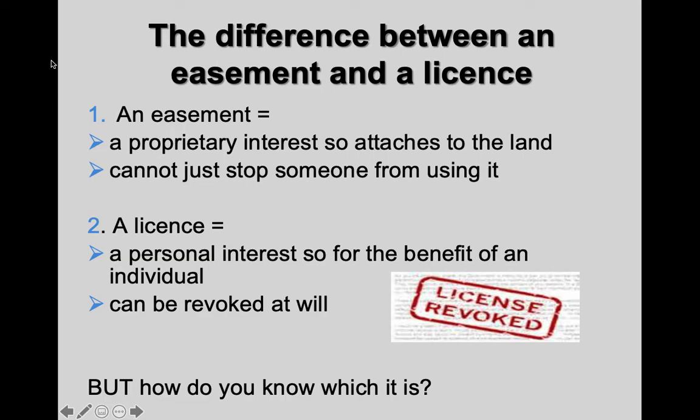A license, therefore, being the different way of being on land with perhaps some form of permission, but it is able to be revoked. So it's a personal interest, it's for the benefit of the person themselves rather than to do with the land, and it can be revoked. You can ask somebody to leave. If there's a contract we might be in breach, but generally it's quite easy to revoke a license and remove them from the premises. Consider them trespassers, give them reasonable time to leave.